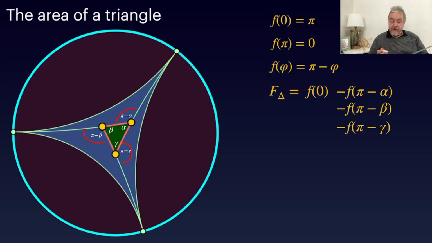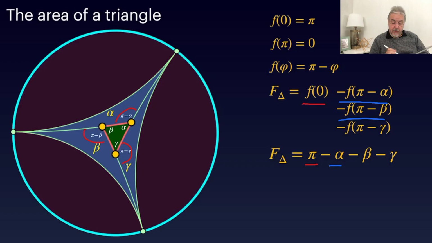So you just insert what you get, and what you get is exactly the formula we want to have, that the area of the green triangle is just the area of this one, which is pi, minus the area of this one, which is alpha, minus the area of this one, which is beta, minus the area of this one, which is gamma, which is exactly our angle defect.